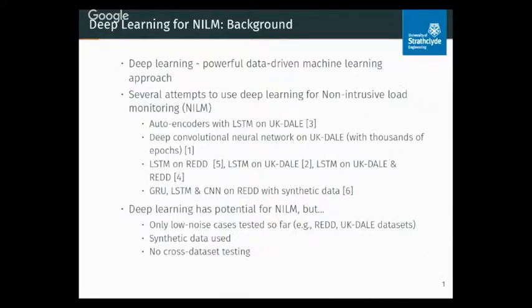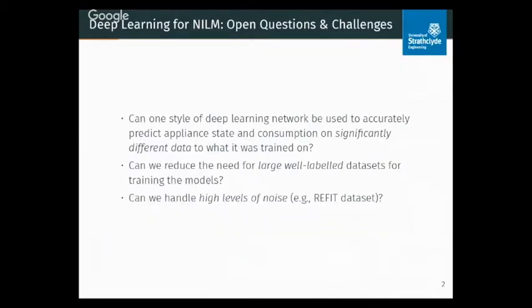One thing we're looking at right now is that no one trains on one dataset and tests on a different dataset. Everyone trains on REDD and tests on REDD, or trains on UK Dale and tests on UK Dale, which is good for showing that your algorithm works, but it doesn't show that your algorithm works for all possible kinds of approaches.